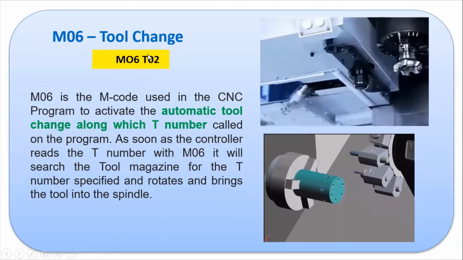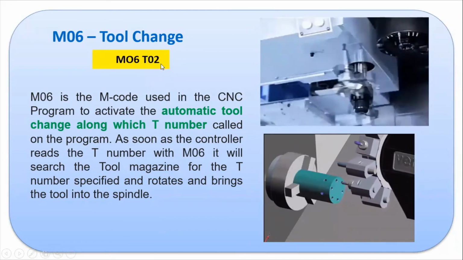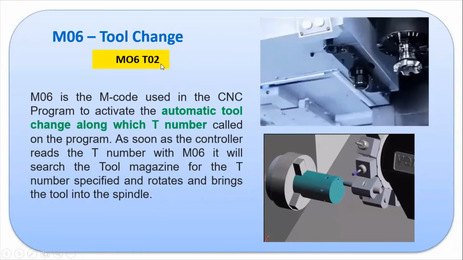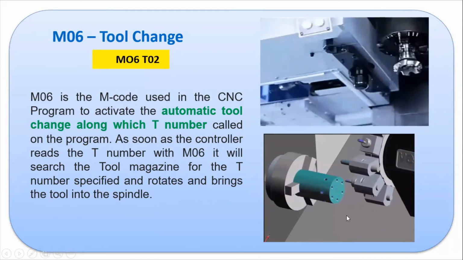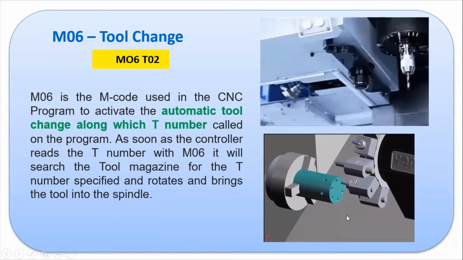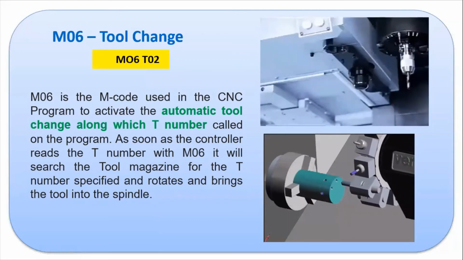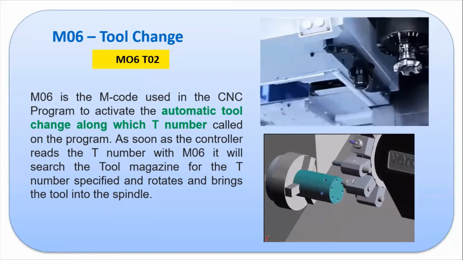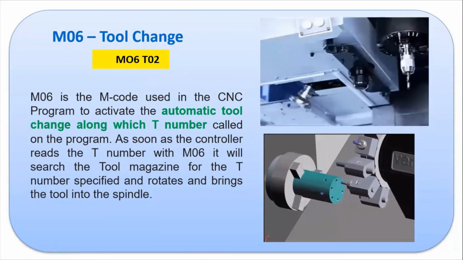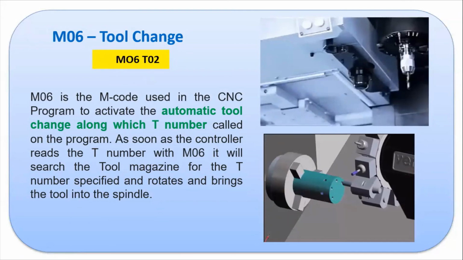If I give in this case T02, it means tool number 2 is required for the operations. Here also you can see this is a turret where we are just changing the tool. So the tool will be changed by using the command M06 with a T number, that is T01, T02, T03 as per your operations.